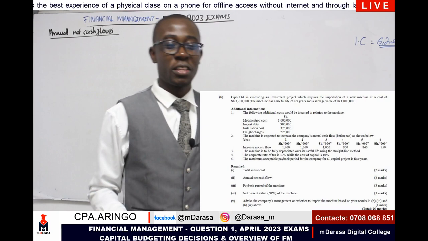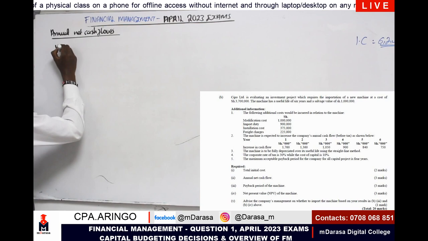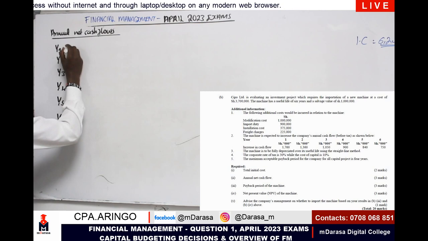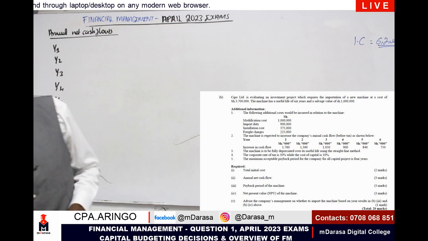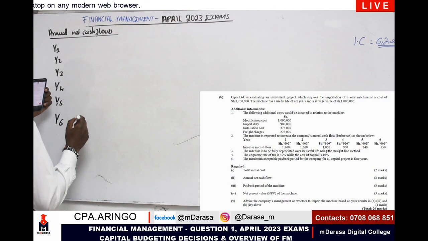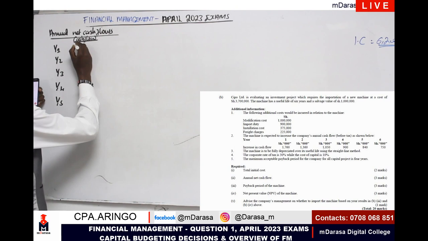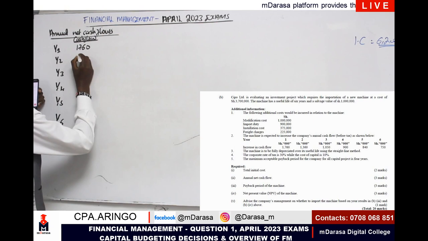So how many years are we talking about here? I'm having year one, year two, year three, year four, year five, and year six. Basically what I was given, right? So for cash flow before depreciation, I can see I was given increase in cash flows. So these are cash flows before depreciation. I'm given basically before tax, 1760 in year one. Year two, I'm given 1360. Year three, I'm given 1050.